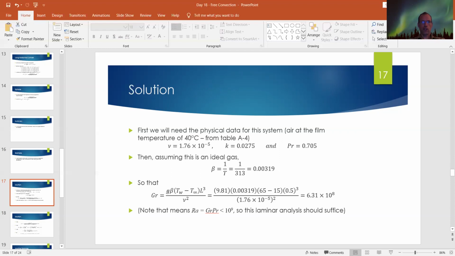Then Grashof number, g beta (T wall minus T infinity) L cubed over nu squared. So gravity 9.81, beta value 0.00319, temperature difference 65 minus 15. The length of my plate was 0.5 meters, cube that. Then this kinematic viscosity of 1.76 times 10 to the negative 5, square that. That gives me a Grashof number of 6.3 times 10 to the 8. This is less than 10 to the 9th, so this is laminar. Technically, this times the Prandtl number, which is less than 1, so that's going to be a smaller number, still less than 10 to the 9th, so this is laminar.